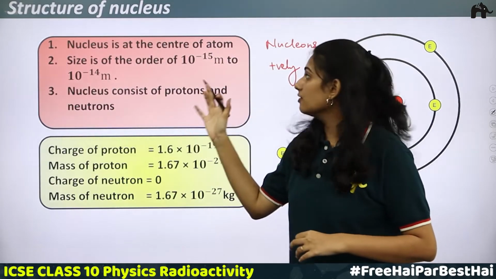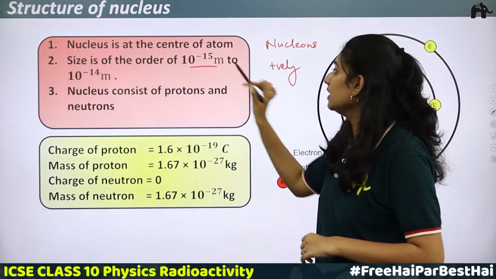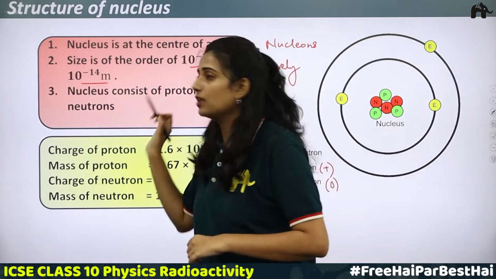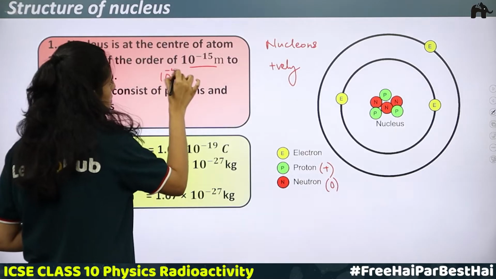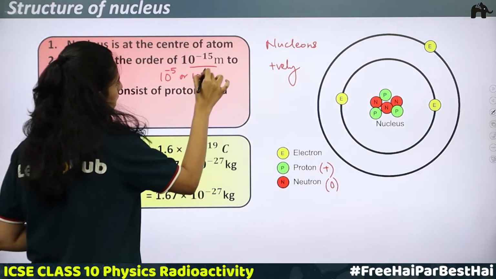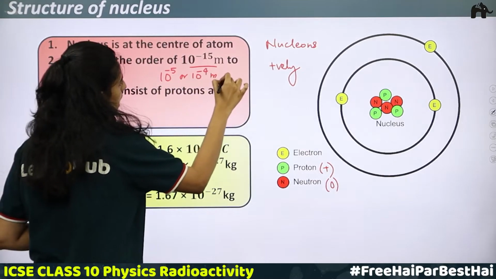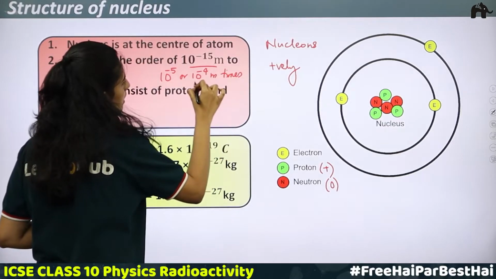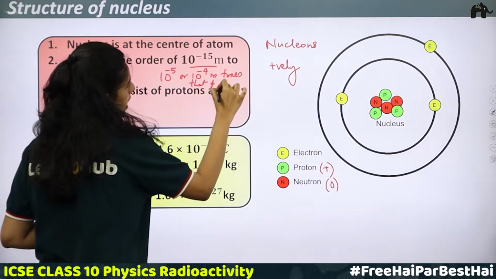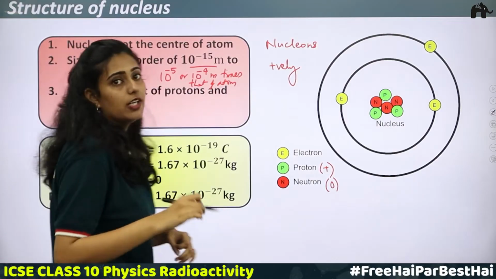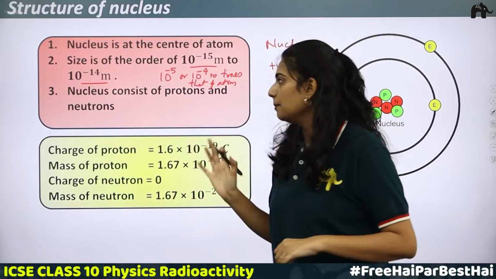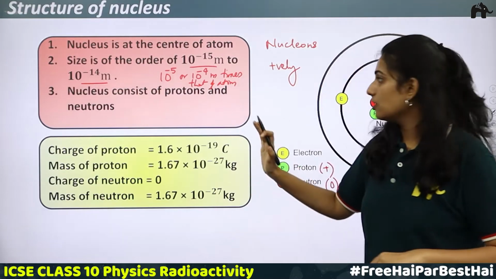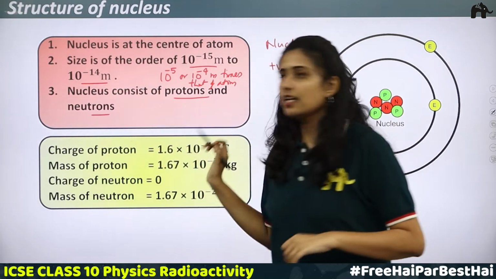Now the size is of the order of 10 raised to minus 15 meter to 10 raised to minus 14 meter, which means it is about 10 raised to minus 5 or 10 raised to minus 4 times that of the atom. So atom size or atom radius is of the range of 10 raised to minus 10 meter. And this nucleus consists of the protons and neutrons.